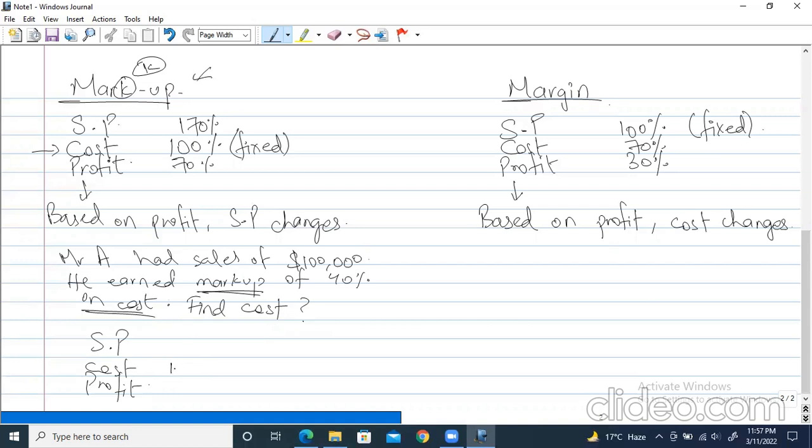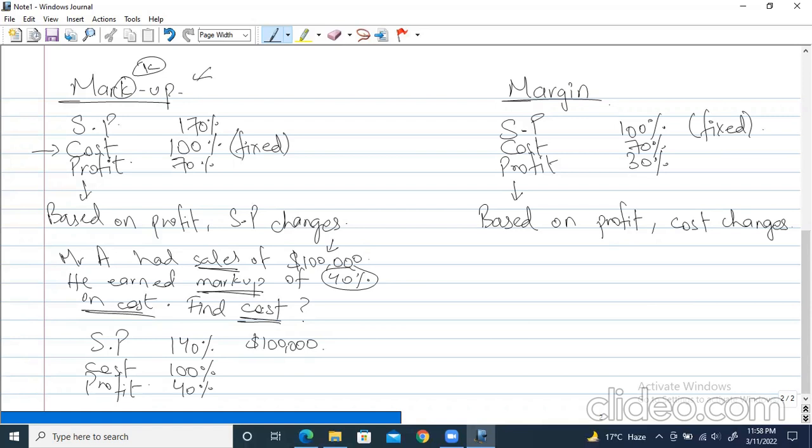For markup, we know for sure that 100% is the fixed amount for cost in this case. The markup percentage is given, which means this is the profit that we're earning. So 40% is the profit. That means the selling price will be 140%. Now we have to ascertain the monetary values with it. Sales is given over here: 100,000 of sales. So we'll write this amount along with the sales. What do we have to find? We have to find the cost over here.